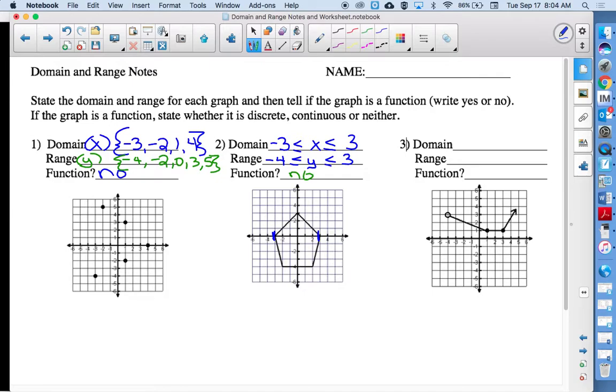Alright, so looking at number 3, is this one a function? Yes, number 3 is a function. So then is it discrete, continuous, or neither? Josh, why do you say neither?